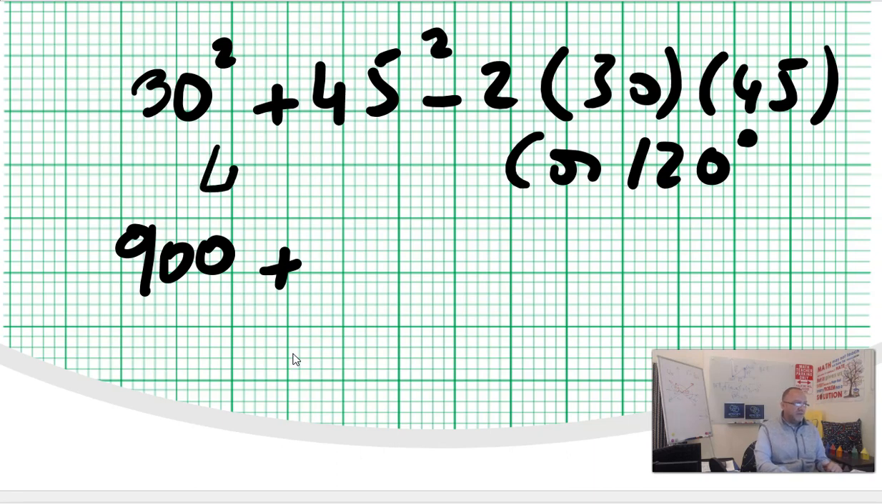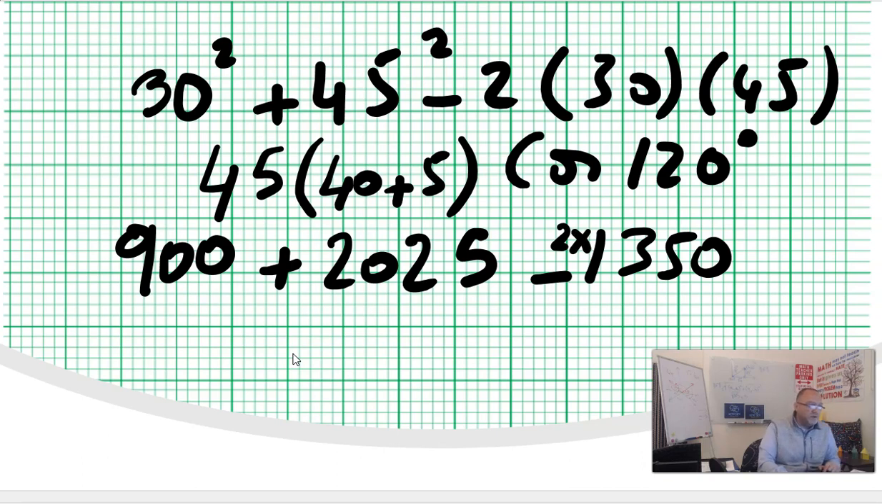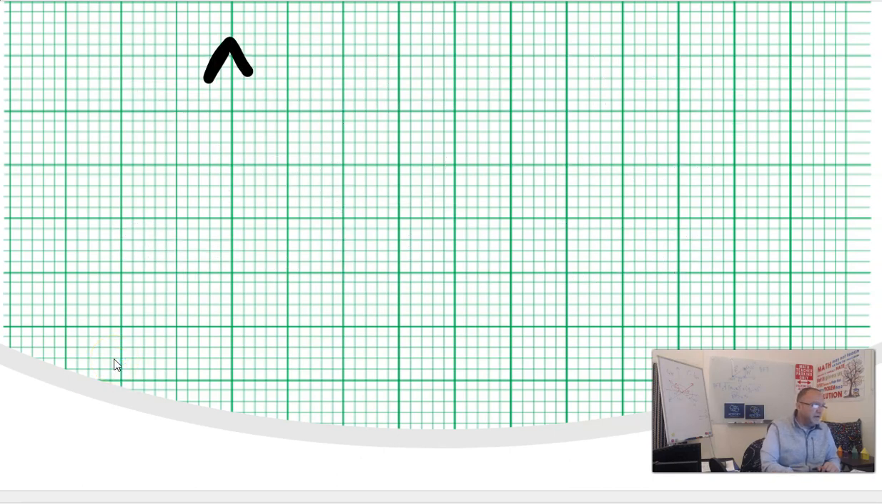You're going to tell me, I don't know that. Yes, you need to know stuff like that. You can do it like this, with the distributive property, elementary school. 45 times 4 is 180, so 1800 plus 225, so this is 2025. Minus, again, you can do the same thing here, 30 times 40 plus 5, and you're going to get 2 times 2, so 1,350, okay? What's cosine of 120? This one you should know, because we already did that.